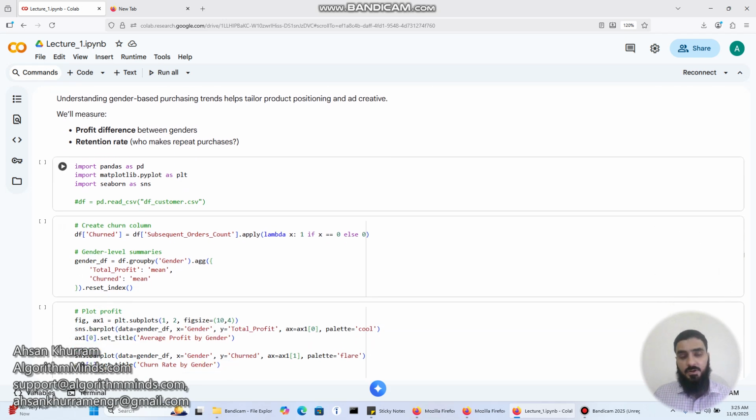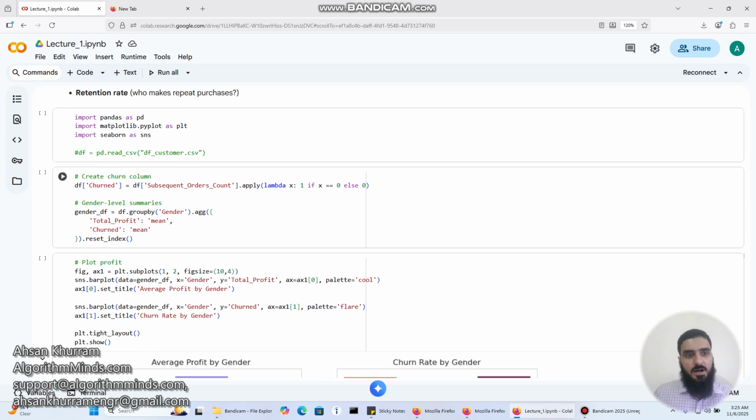So first of all, we are going to import important libraries. We have pandas, we have Matplotlib, and we have Seaborn. This is the calculation of churn rate. We have discussed that in depth in the previous video, so I'm going to skip that. Basically, it means that we have one value if the customer churned, and we will have zero value if the customer decided to make a subsequent order count.